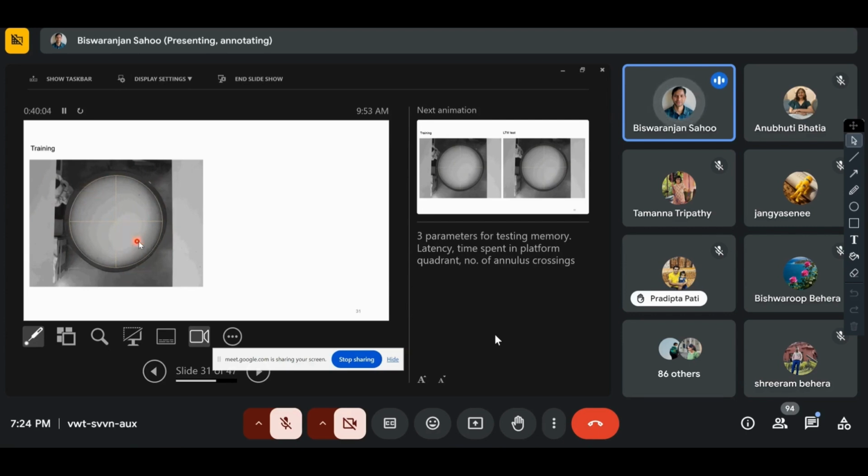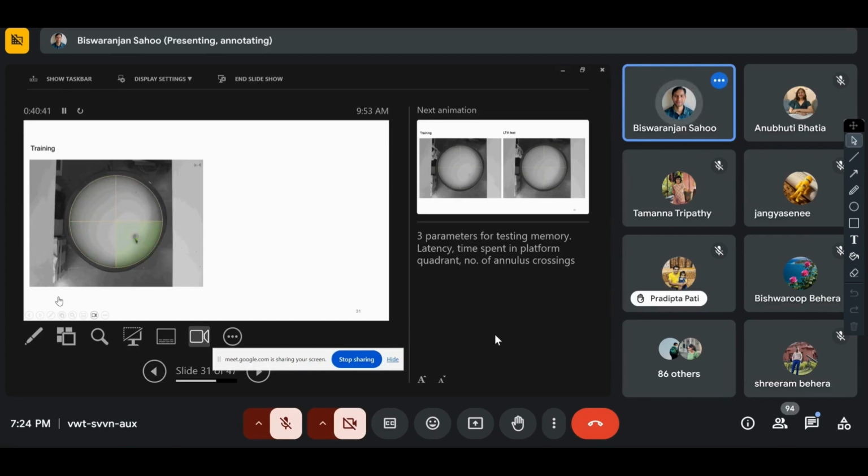So what does it do? Initially, when we release the rat, I'll play the video maybe. Now I release the rat, and there's a camera from above tracking the rat. Initially it doesn't know where the platform is. It's now exploring to see if there is anything it can escape onto. So it's searching and searching, and finally it found the platform.